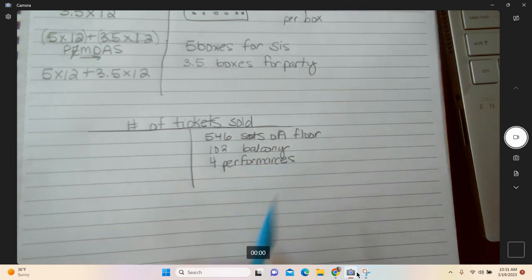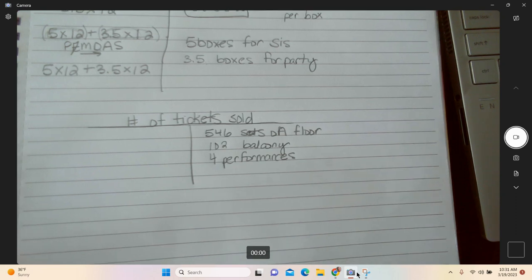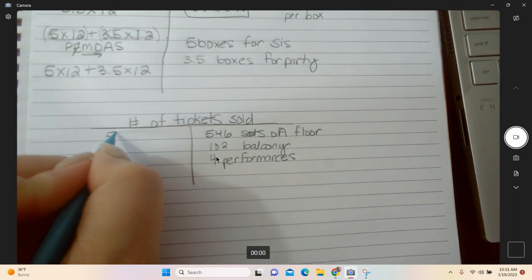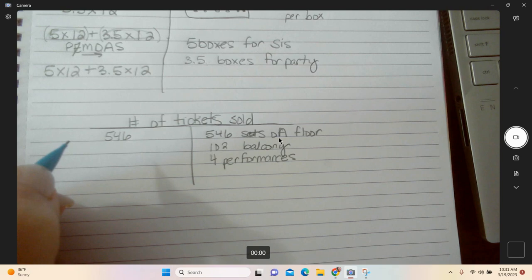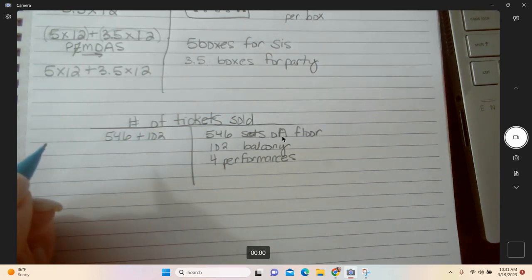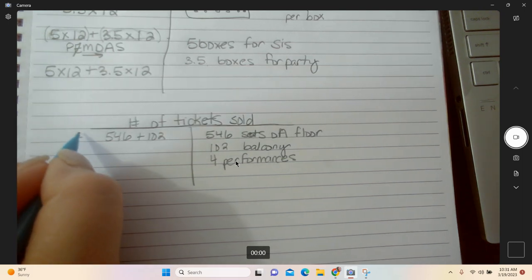All right. Okay. Now I think I might be ready. It seems like I would add those together, perhaps, and then multiply times 4. So let's go ahead and start setting that up. Let's come over here. 546 on the floor plus 102 on the balcony. And I know it's times 4 because there are 4 performances.